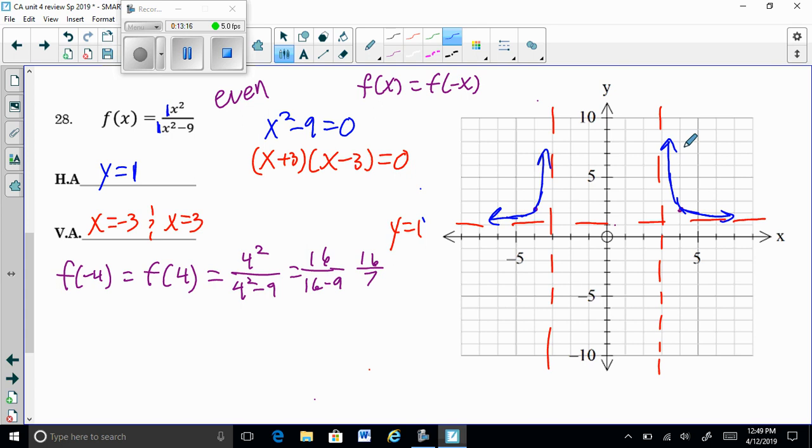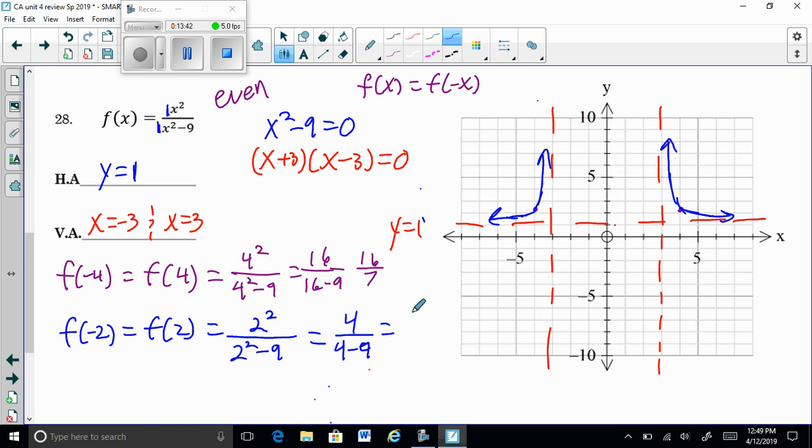Okay? And then for finding some points in the middle, I guess I'll go with -2. I could do -1 if I want. Doesn't really matter, but it's going to give me the same result for f of +2. So we're going to get 2 out of the way for the price of 1. So let's see, 2 squared over 2 squared minus 9. So we end up with 4 over 4 minus 9, which is going to be 4 over -5. Okay, so that's like -0.8. So we're going to have -0.8 for -2 and for +2.